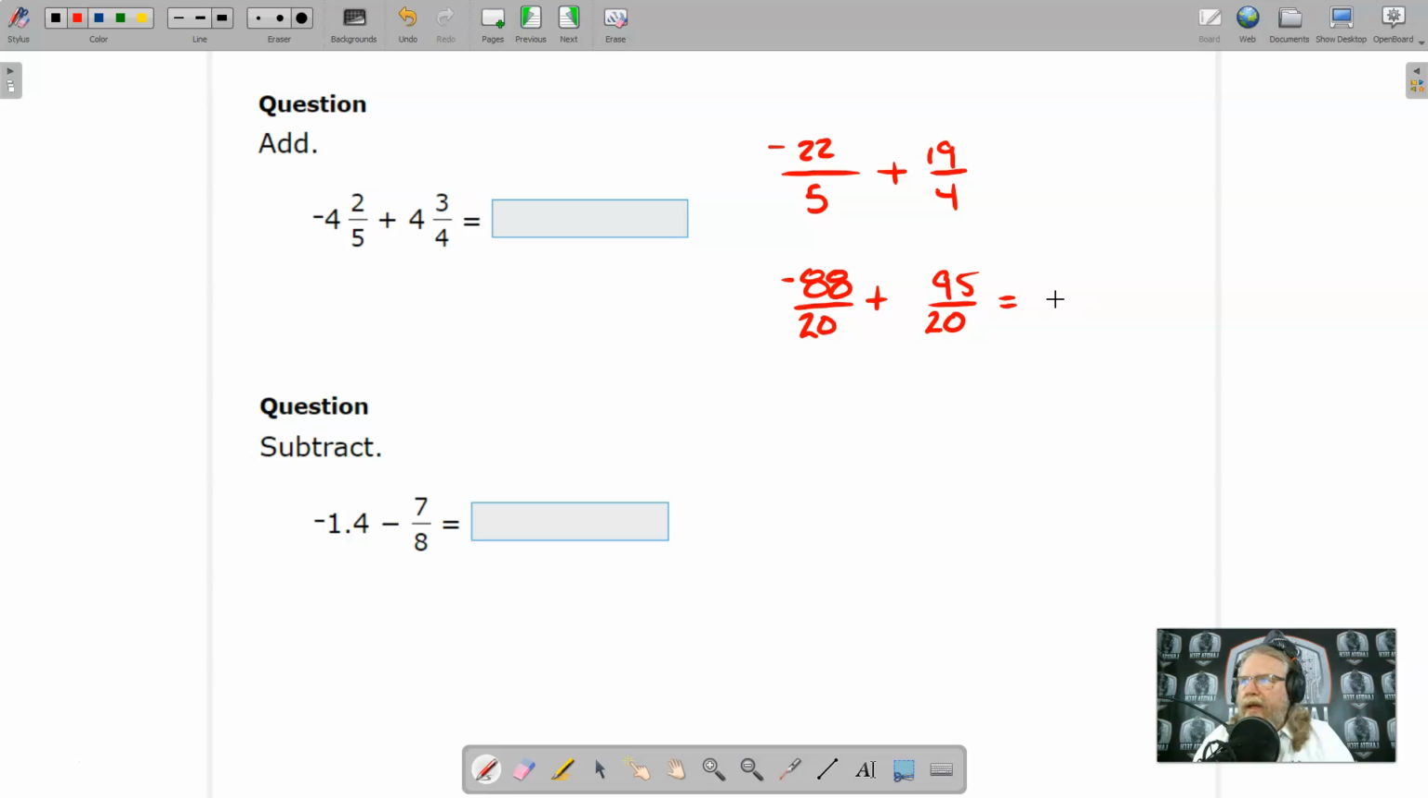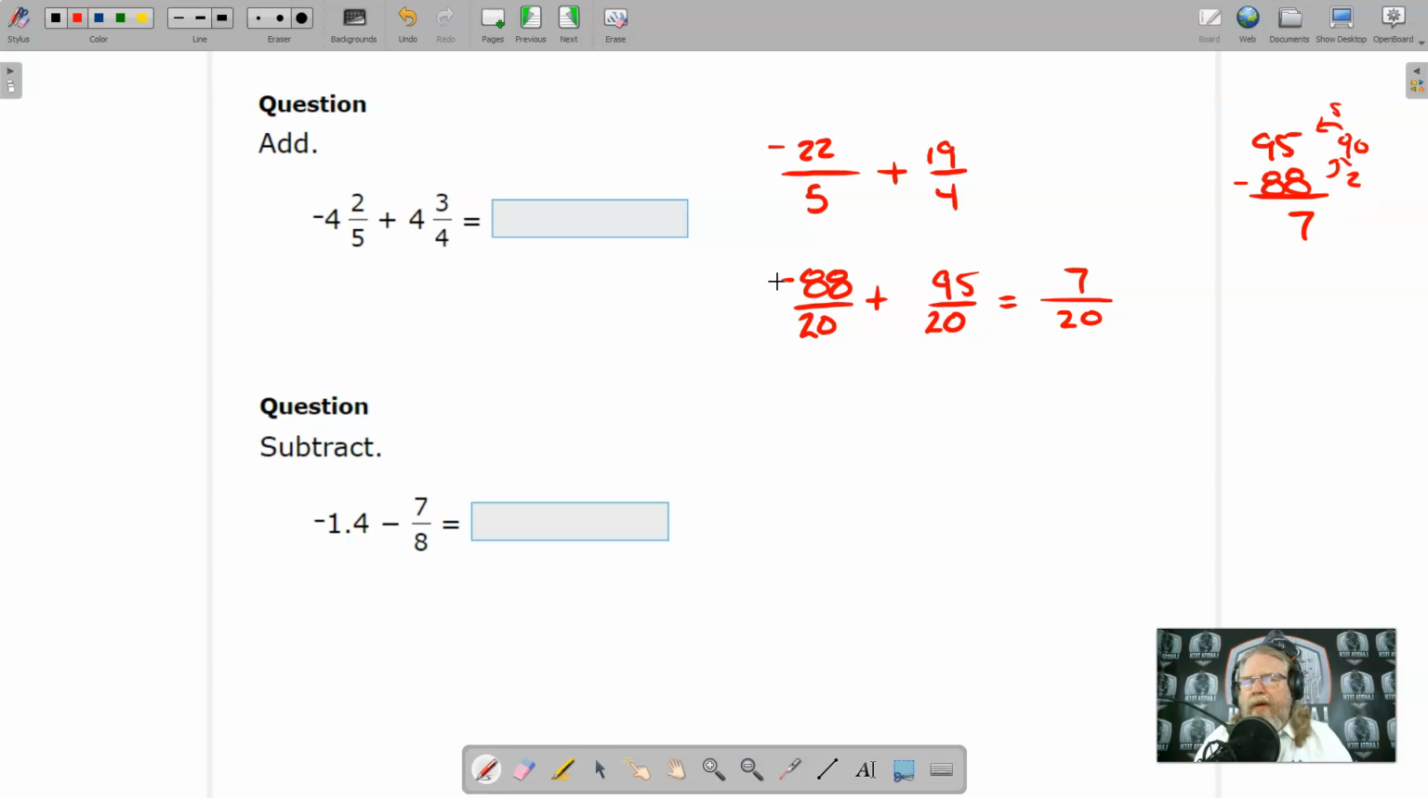So we can go ahead, add straight across. Our denominator is going to be 20. Now we have a negative that we're adding to a positive, so we actually need to subtract. And I really think this is a long way around, but just to show you here, we're going to subtract. So the difference between 95 and 88 is 7. From 88 to 90 is 2, and then from 90 to 95 is another 5. 5 plus 2, 7. The difference is 7.